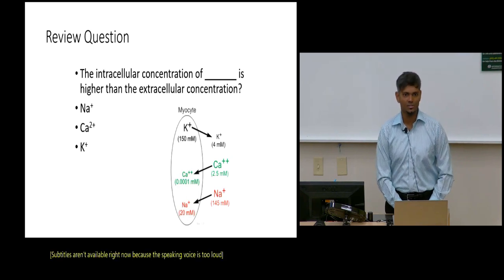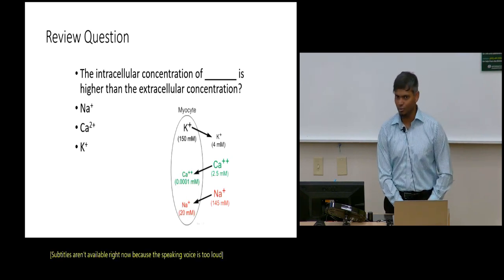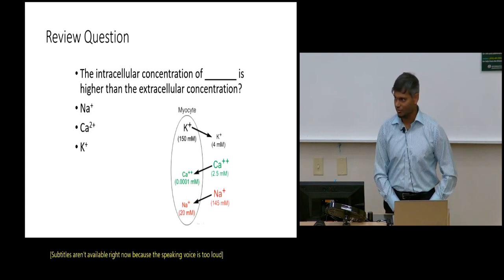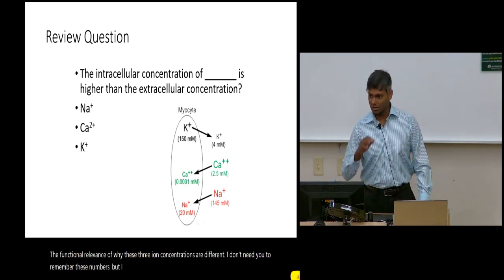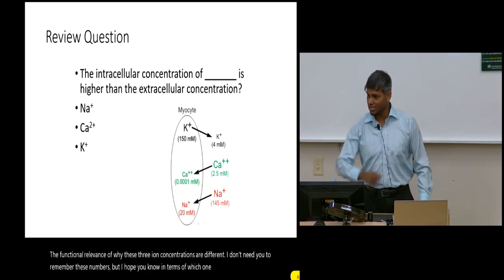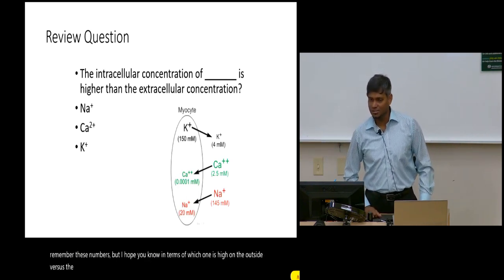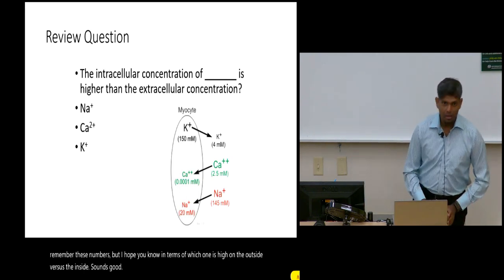Okay, is this clear, folks? The functional relevance of why these three ion concentrations are different. I don't need you to remember these numbers, but I hope you know in terms of which one is higher on the outside versus the inside. Sounds good? Okay, any questions?